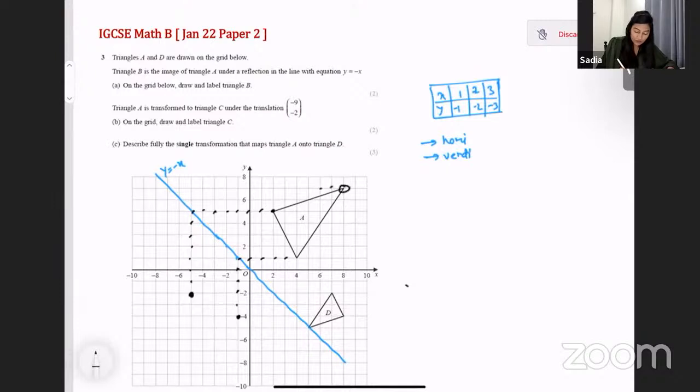Next for this part, 1, 2, 3, 4, 5, 6, 7, 8, 9, 10, 11, 12, 13, 14, 15. So I will move 15 units vertically downward. So this is the point. Then again, you can always remove these counting portions and then join the final points. Use a scale to join them. So this is supposed to be my triangle B.